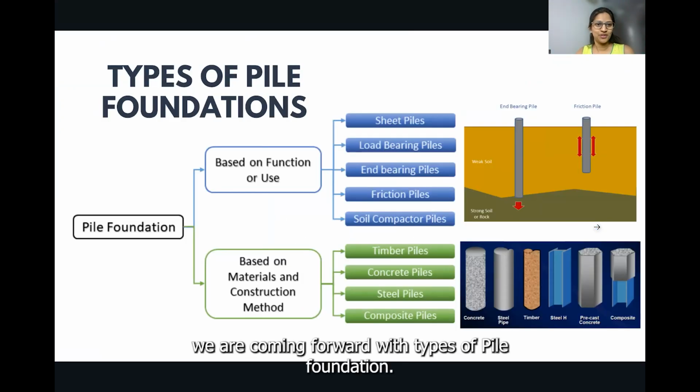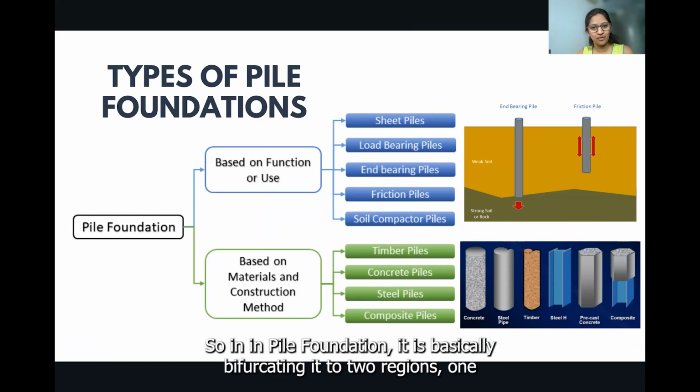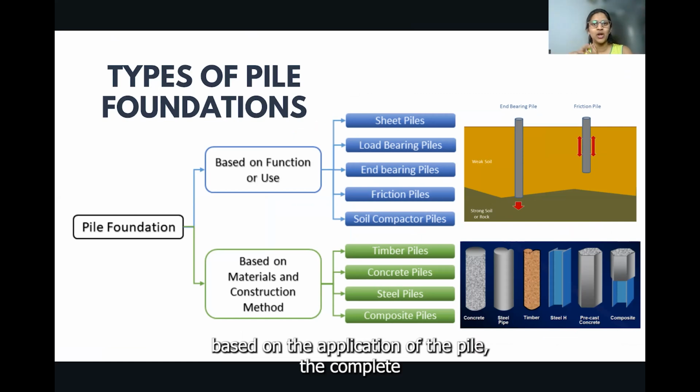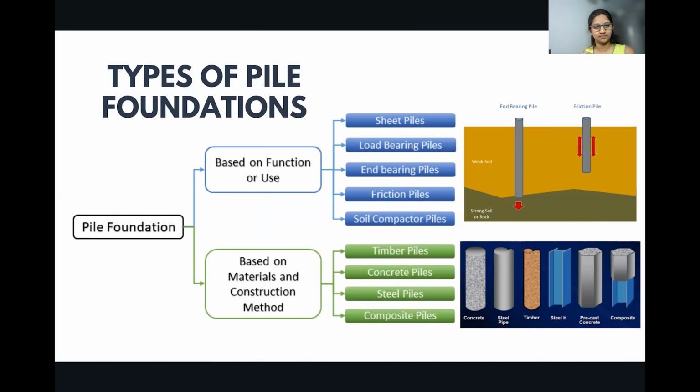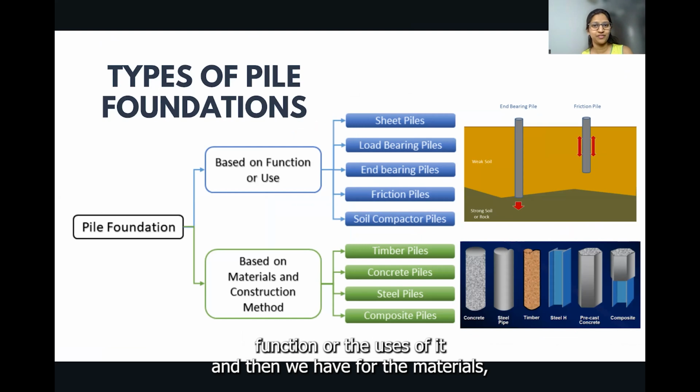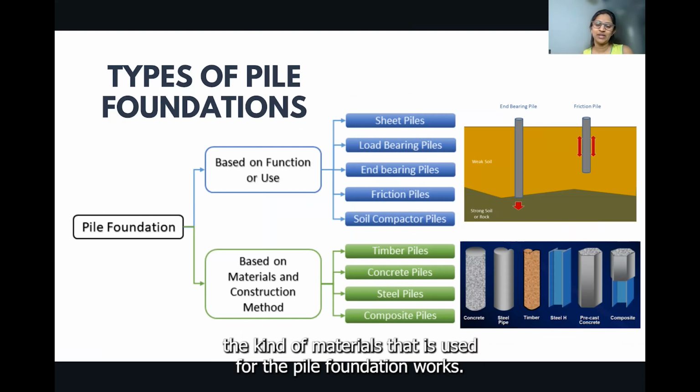Now coming forward to the types of pile foundations. In pile foundation, it is basically bifurcated into two categories. One is based on the application of the pile, the complete function or the uses of it, and then we have the other based on the materials, the kind of materials that are used for the pile foundation works.